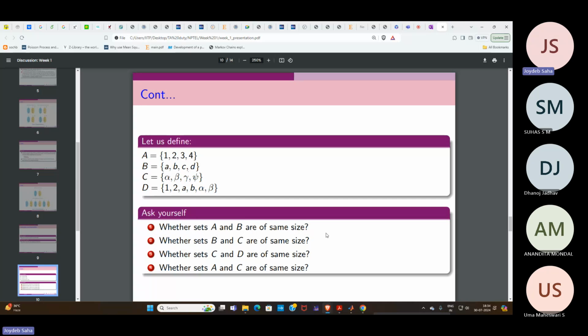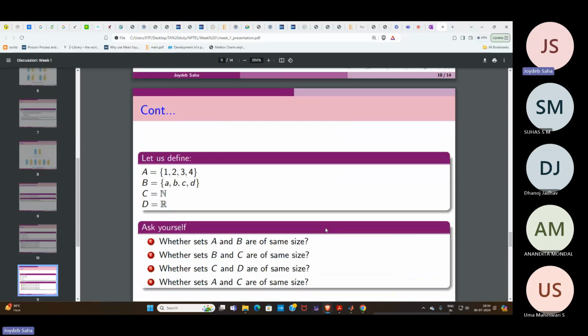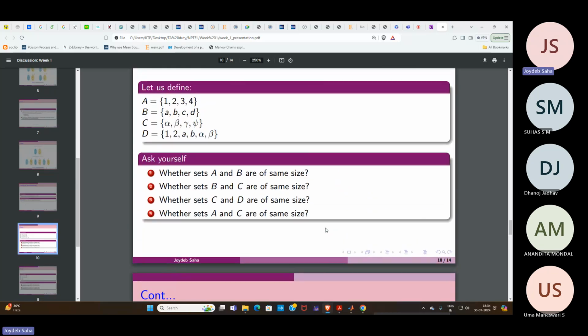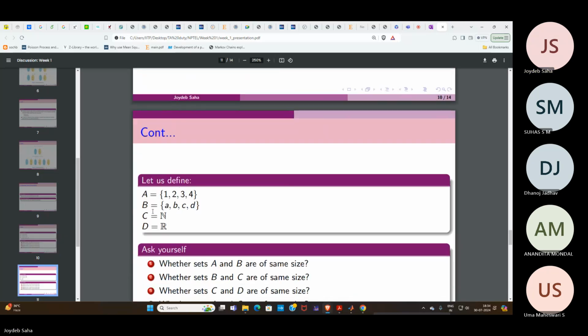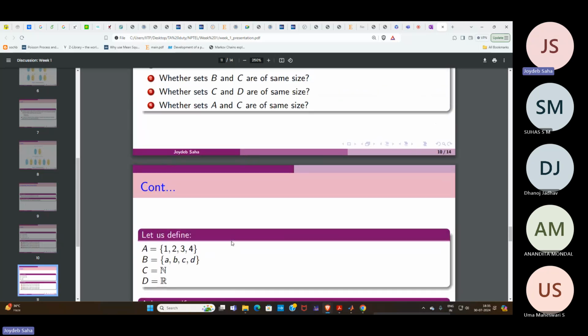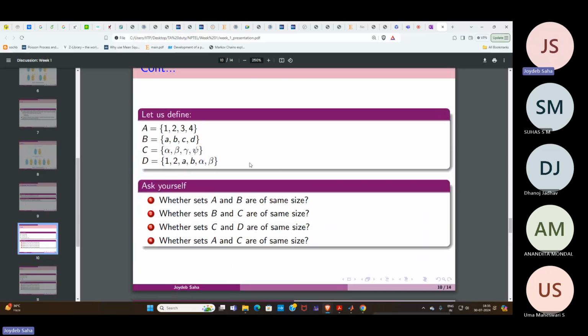Why am I asking this? Because, okay, first you answer this, then think about this: if something is not countable, if a set is not countable, then what will be the meaning of same size? Right? Let us do this one first. Take 1 more minute and answer.